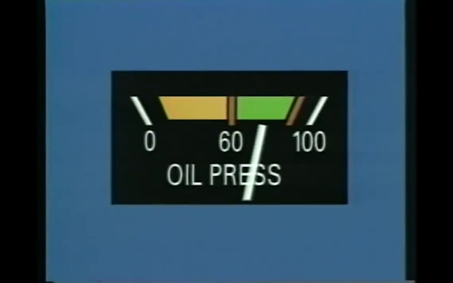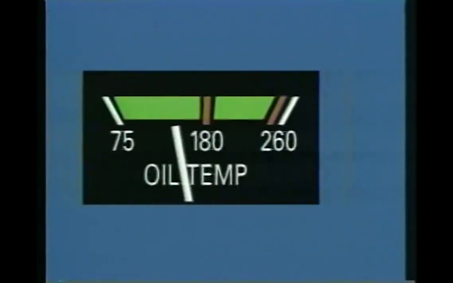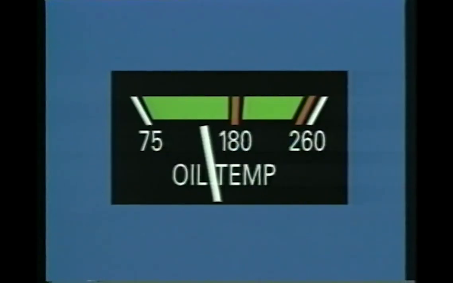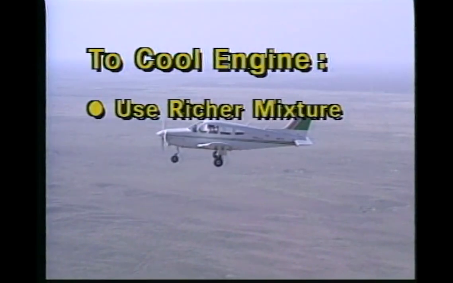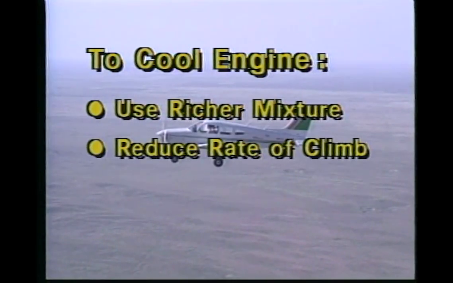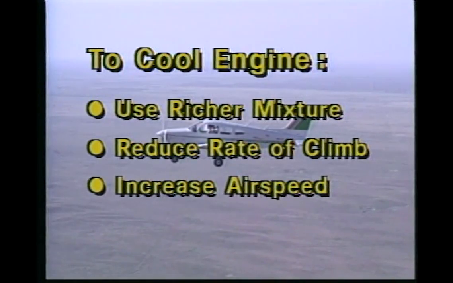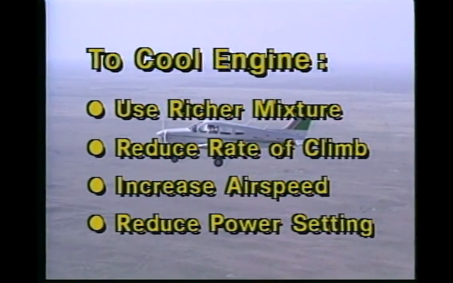A green region normally shows the correct oil pressure. If you observe an abnormal indication, you should assume that the engine parts are not receiving adequate lubrication. An oil temperature gauge lets you keep an eye on the system by displaying whether or not the temperature is in the permissible range. On many light airplanes, this gauge is the only indication of engine temperature. If the engine is running a little hot, you can assist in the cooling process by using a richer mixture setting, reducing your rate of climb, increasing airspeed, and reducing the power setting.